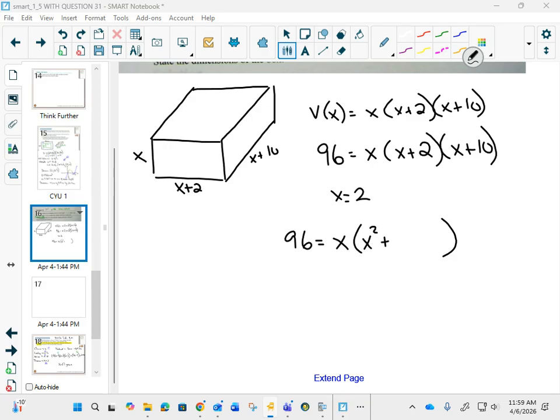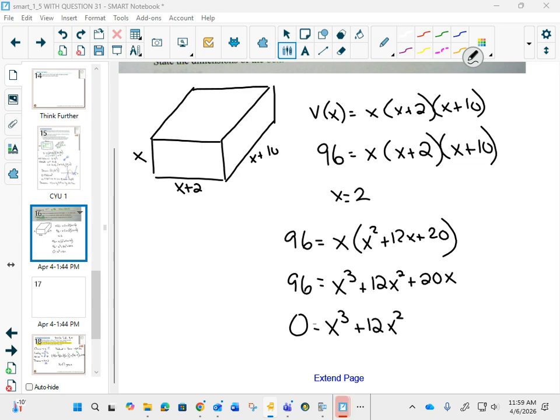This will give me x squared plus 12x plus 20. And now I can multiply by the x, and I would get x cubed plus 12x squared plus 20x. And if I wanted to make it equal to 0, I'd have to move the 96 over. In order to solve this, I need to factor.